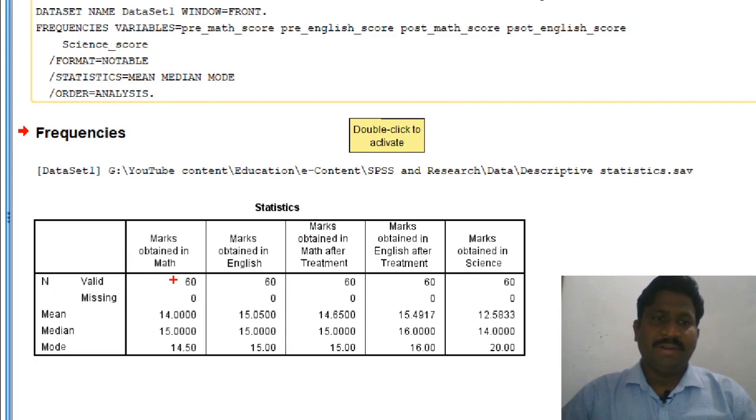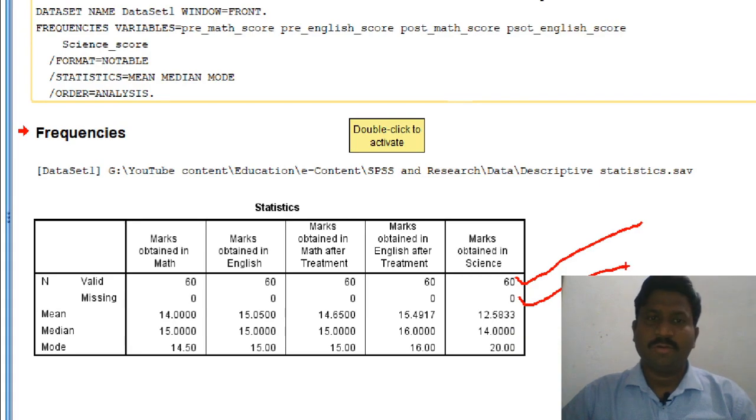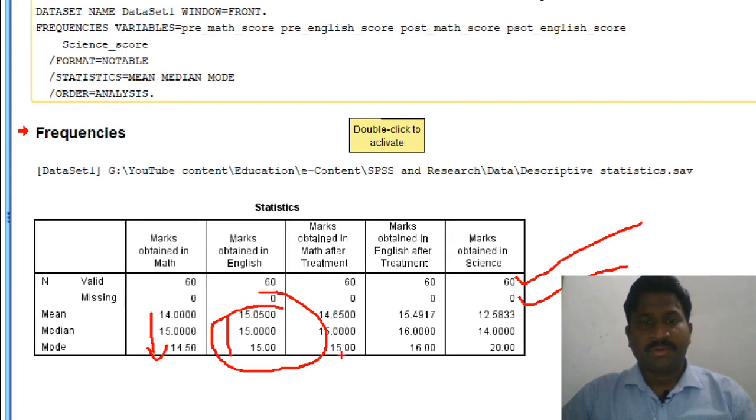You can see valid cases are 60, meaning sample size is 60, missing is 0, meaning we have a score for every student. Here it is: mean, median, SD. 14, 15, 14.50. And they should be equal for normally distributed data. 15.05, 15.0, 15.0. So it is normally distributed.